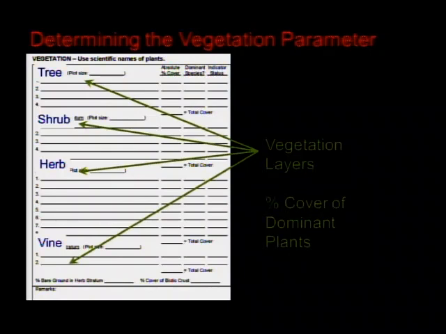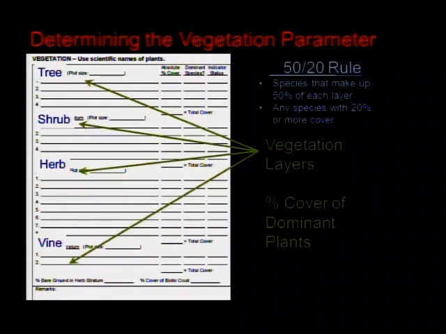Therefore, only the dominant species are considered in making this determination, and dominance is determined based on the 50-20 rule. For the 50-20 rule, the actual ground cover of each species is estimated, and the species are ranked in descending order of relative percent cover. When added together, the species that cumulatively exceed 50% of the total cover are designated dominants, as are any other species that have at least 20% relative cover.